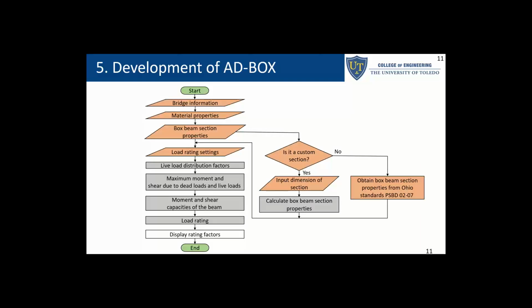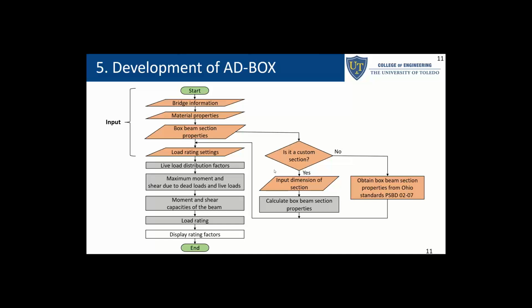This is the flowchart we adopted for the development of ADBox. The orange boxes in the flow represent the input parameters such as bridge information, material properties, box beam section properties, and load rating settings. If the box beam section properties are from the Ohio standards PSBD 0207, we can directly use them from the drop-down menu in ADBox. If it is a custom section, like the older sections having multi-cell configurations, we can input the dimensions of those sections manually.